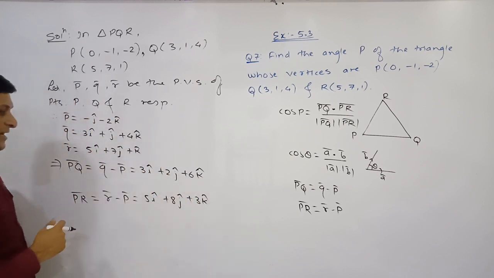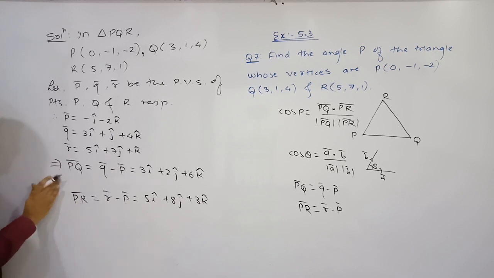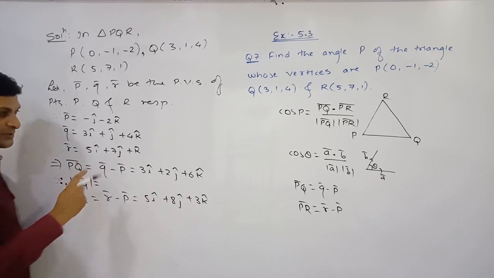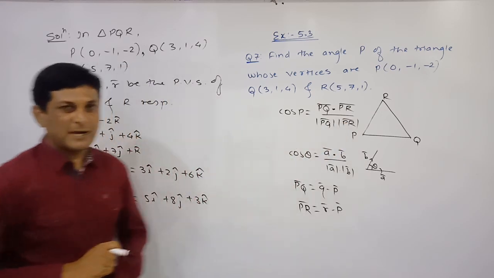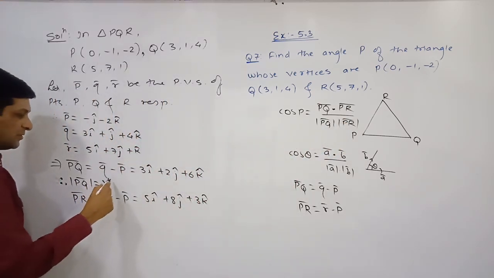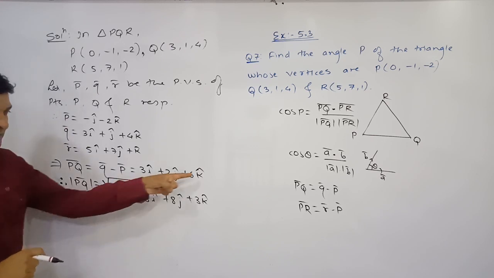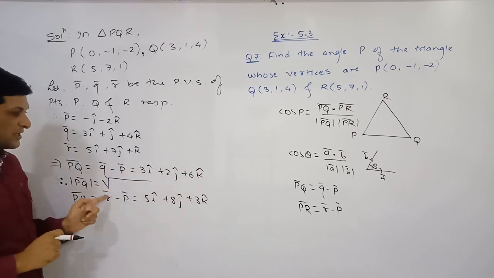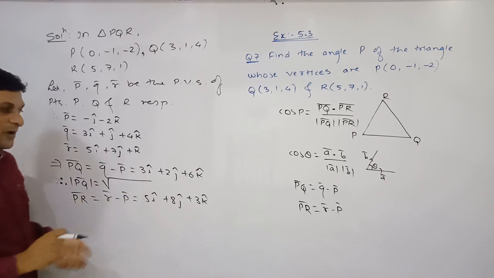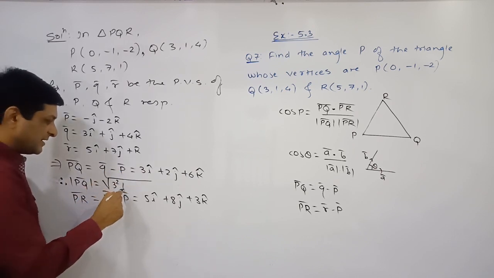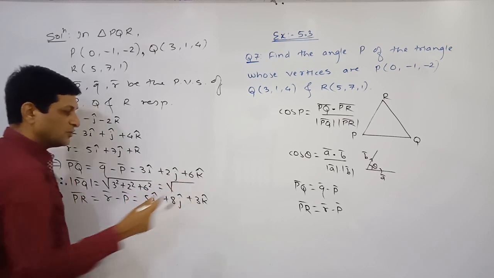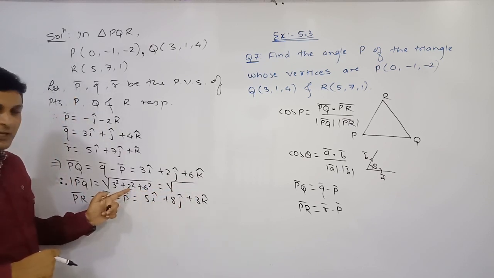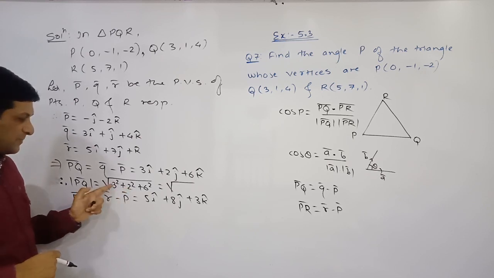Once these values are known to us, parallelly I am finding their magnitudes also. So the magnitude of PQ bar will be equal to, in the denominator we will require the magnitudes of PQ bar and PR bar. So let us try to find the magnitude. We know that if vectors are represented in Cartesian form, at that time the magnitude will be equal to under root of the square of the coefficient of I cap, means 3 square, plus 2 square plus 6 square, which is equal to under root 36 plus 4, 40, 40 plus 9, 49.